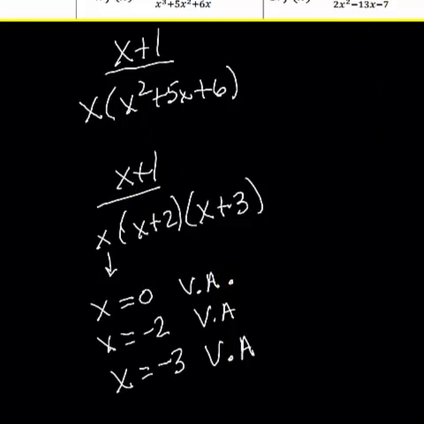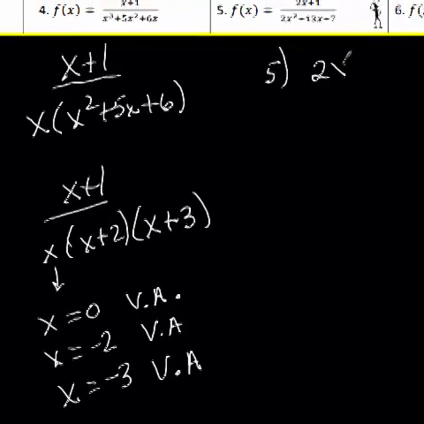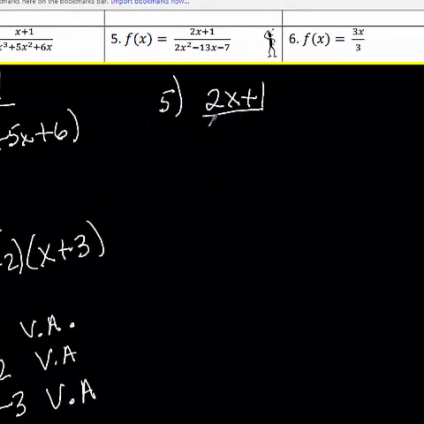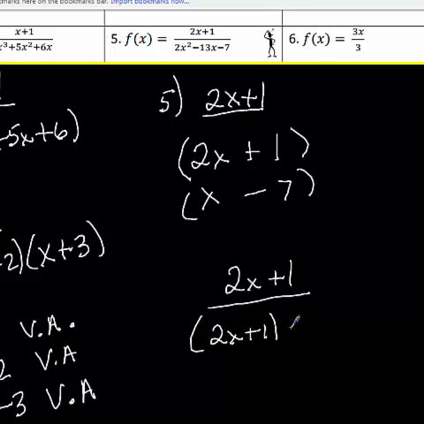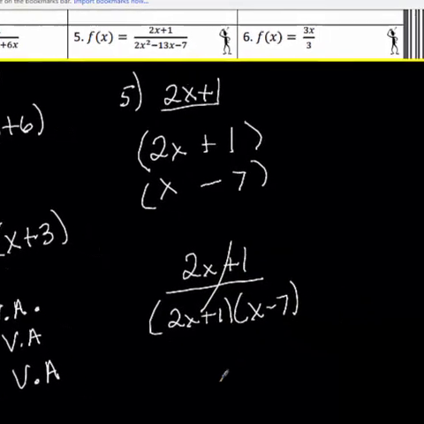Nothing divides out. All right, what about on this one, number 5? Well, we have 2x plus 1 on top. And then if I factor the bottom out, what am I going to get? Let's see. So I got 2x and x. Factors of 7 would be 7 and 1. So in order to get the negative 13, this would have to be negative and positive. So what do I got? I got 2x plus 1 divided by 2x plus 1 and x minus 7. So these will divide out, right?